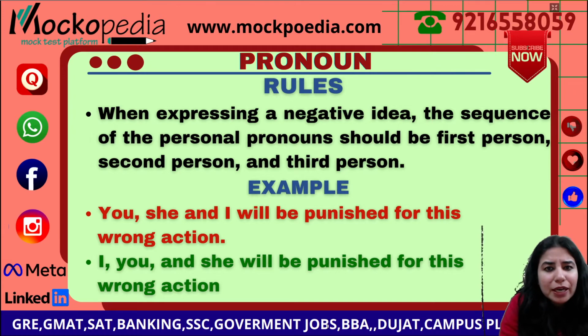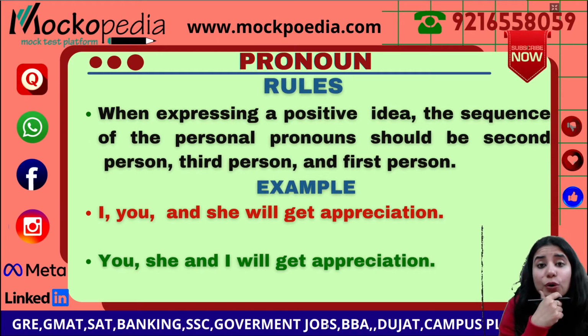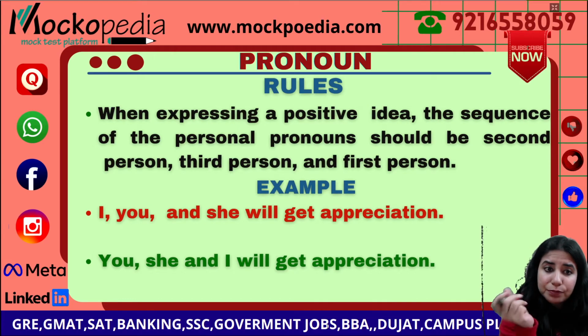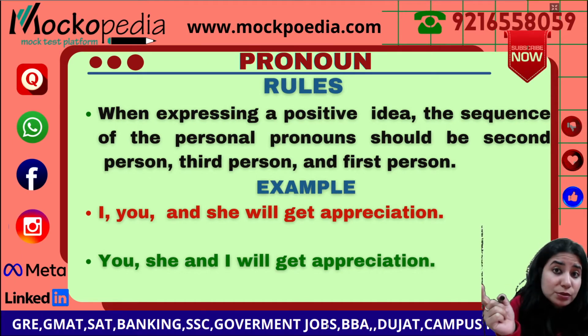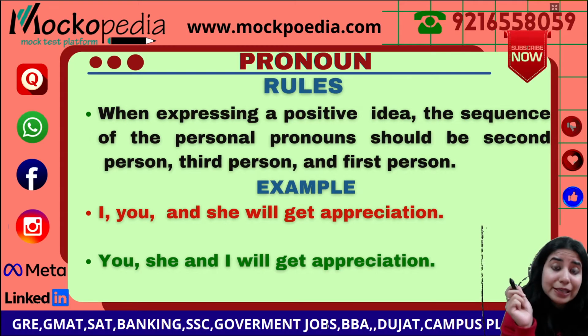So I'm sure we are clear with this particular rule. Everybody has noted it down, understood it, right? So let's move to the next rule. Now we have talked about a negative idea. We're also going to talk about a positive idea. So while we are expressing a positive idea, the sequence of personal pronouns should be, this is a strange sequence, right? So that was an easy one, first, second, third. Here it would be second, third, and first. So it's not entirely the reverse. 1 2 3 का 3 2 1 नहीं किया, 2 3 1 किया, right? So you have to put adequate attention here.